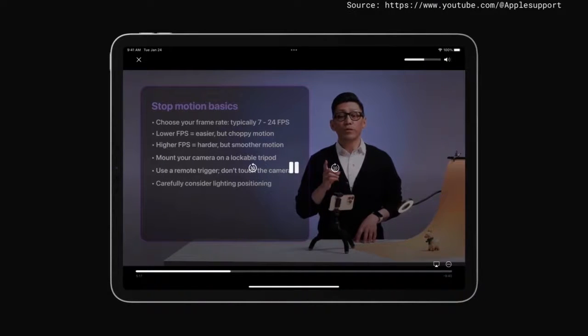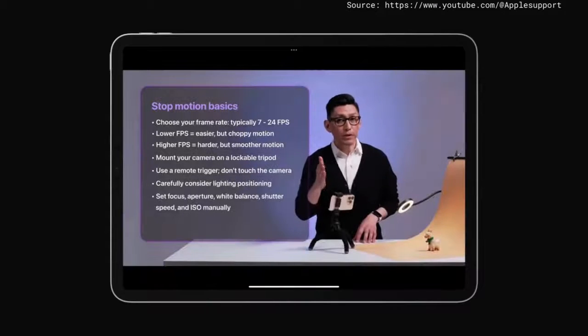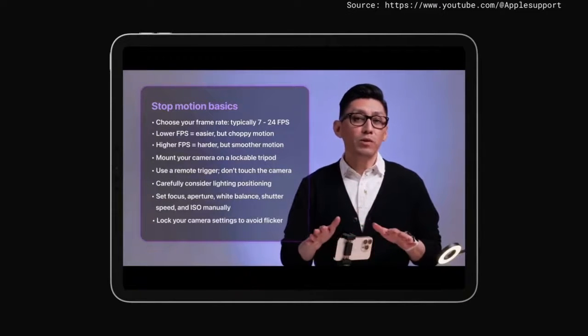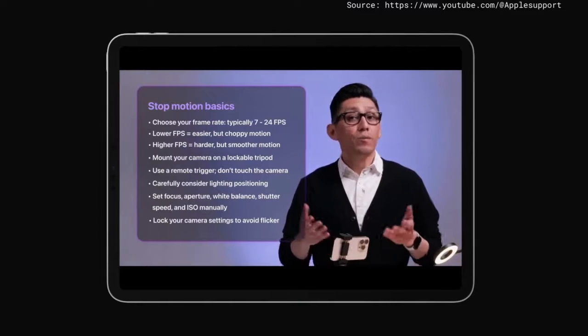And don't forget to adjust your camera settings manually. You should lock these settings once you have them where you want them. This will help you avoid any strange flickering, which can happen.